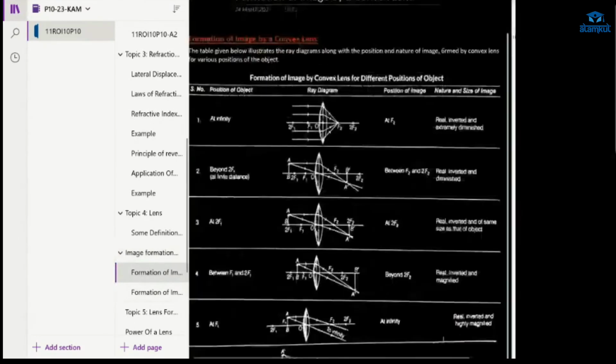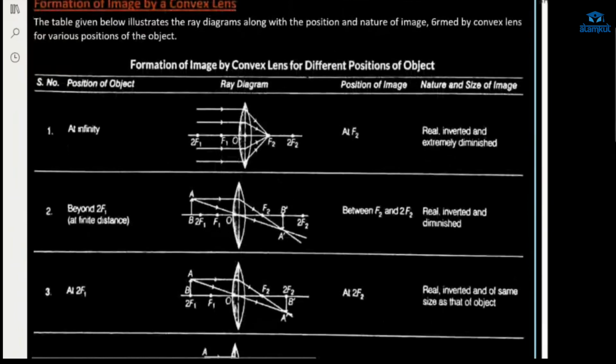There are three rays, so we'll use these three rays to draw these ray diagrams. First one, formation of image by a convex lens for different positions of objects. Now we will place the objects at different positions and then see where the images are getting formed and what is the nature and size of the image.